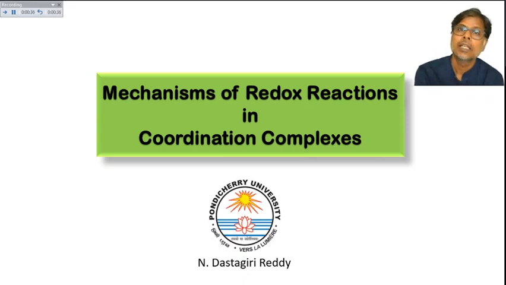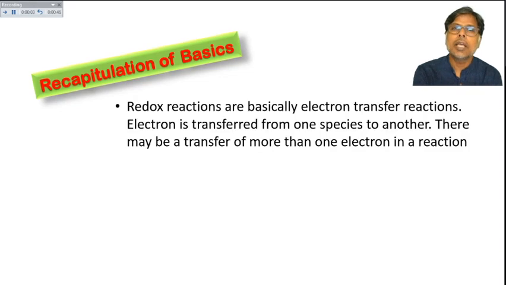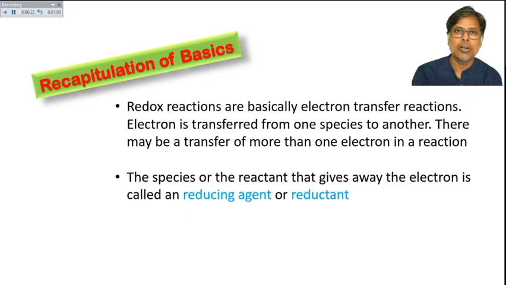Let's see what a redox reaction is. Redox reactions are nothing but electron transfer reactions, and an electron, or more than one electron, transfers from one species to another species. That's basically one reactant to another reactant. The reactant that gives away an electron, or loses the electron, is called a reducing agent, and also a reductant.